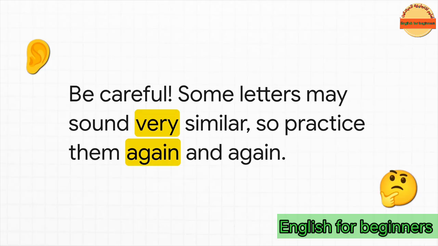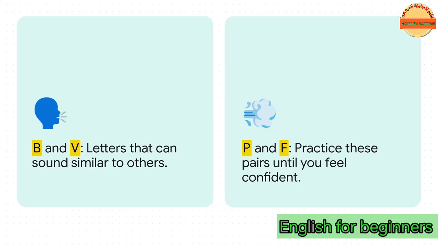Okay, now here's something that trips up a lot of new learners, and it's totally normal. Some letters sound almost exactly the same. It's a classic challenge, for sure, but we can totally figure it out by paying attention to how we make the sounds. So let's tackle two of the most common pairs. First up, B versus P.